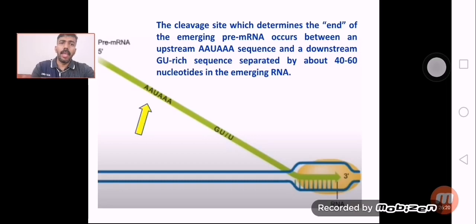So this is the AAUAAA sequence at a particular site, and downstream to that you can see a GU-rich region, and the cut site usually comes in between. That will be the cleavage site. So here the cleavage usually occurs. You have to remember that these are not termination sequence sites at all, but these are the polyadenylation sites, or the polyadenylation marking sites, right?